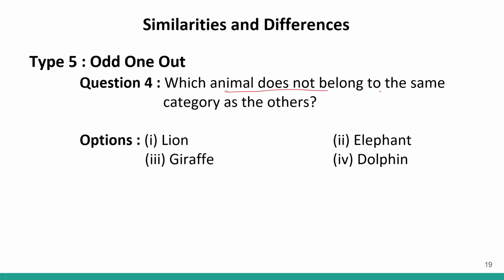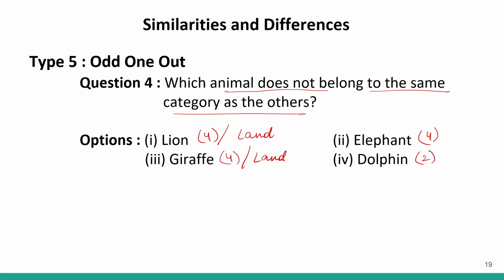Again, which animal does not belong to the same category as the others? So here I can see that lion is an animal with 4 legs. Giraffe is an animal with 4 legs. Elephant is an animal with 4 legs. Only dolphin is an animal which has 2 legs. Another way to look at it, lion is a land mammal. Similarly, giraffe is a land animal. Elephant is also a land animal. Only dolphin is a water animal, water mammal, right? So the answer will be option number 4, dolphin.